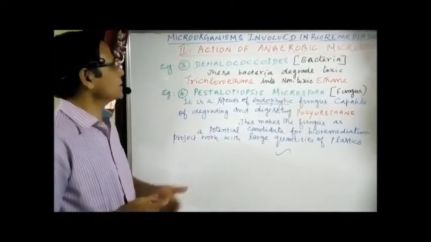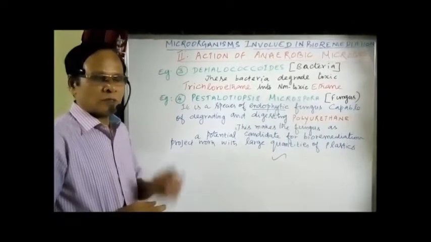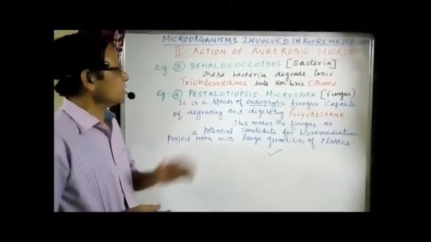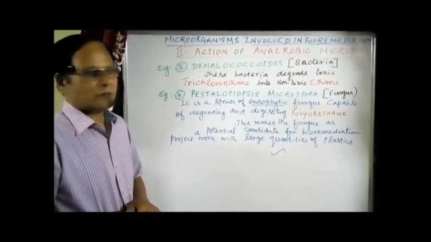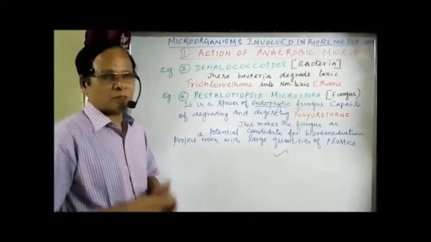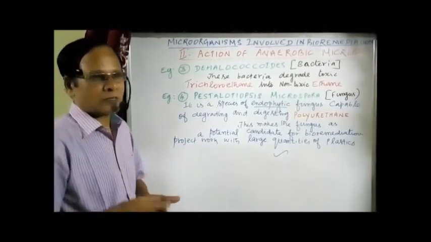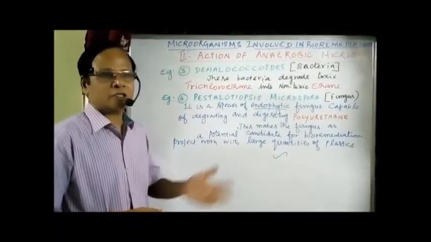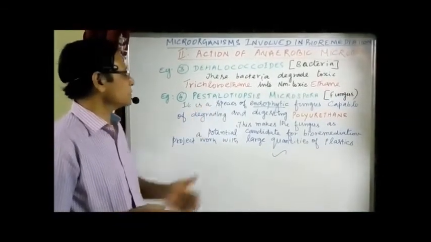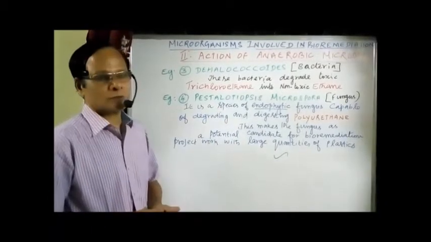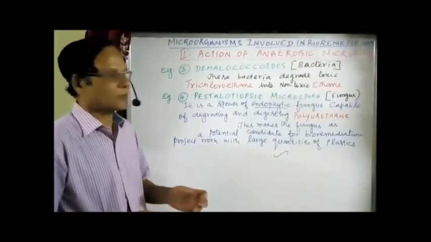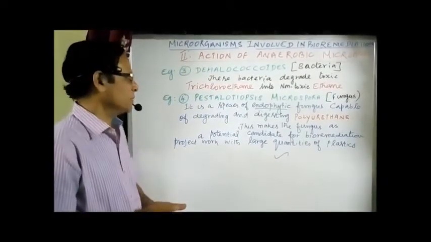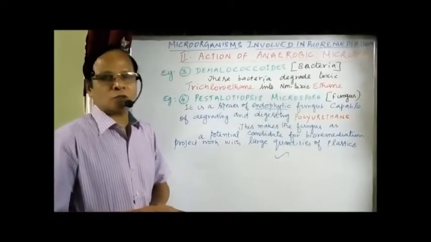So in the anaerobic breakdown, we have Dichloromonas aromatica, that is a bacterium. Then the second one, Phanerochaete chrysosporium, a fungus. Now this one, Dehalococcoides, a kind of bacteria. The last one is a fungus, Pestalotiopsis microspora. So two bacteria and two fungi are given in the book for the action of anaerobic microbes. They are working in the absence of oxygen. So with that I conclude the lesson, microbes in human welfare.